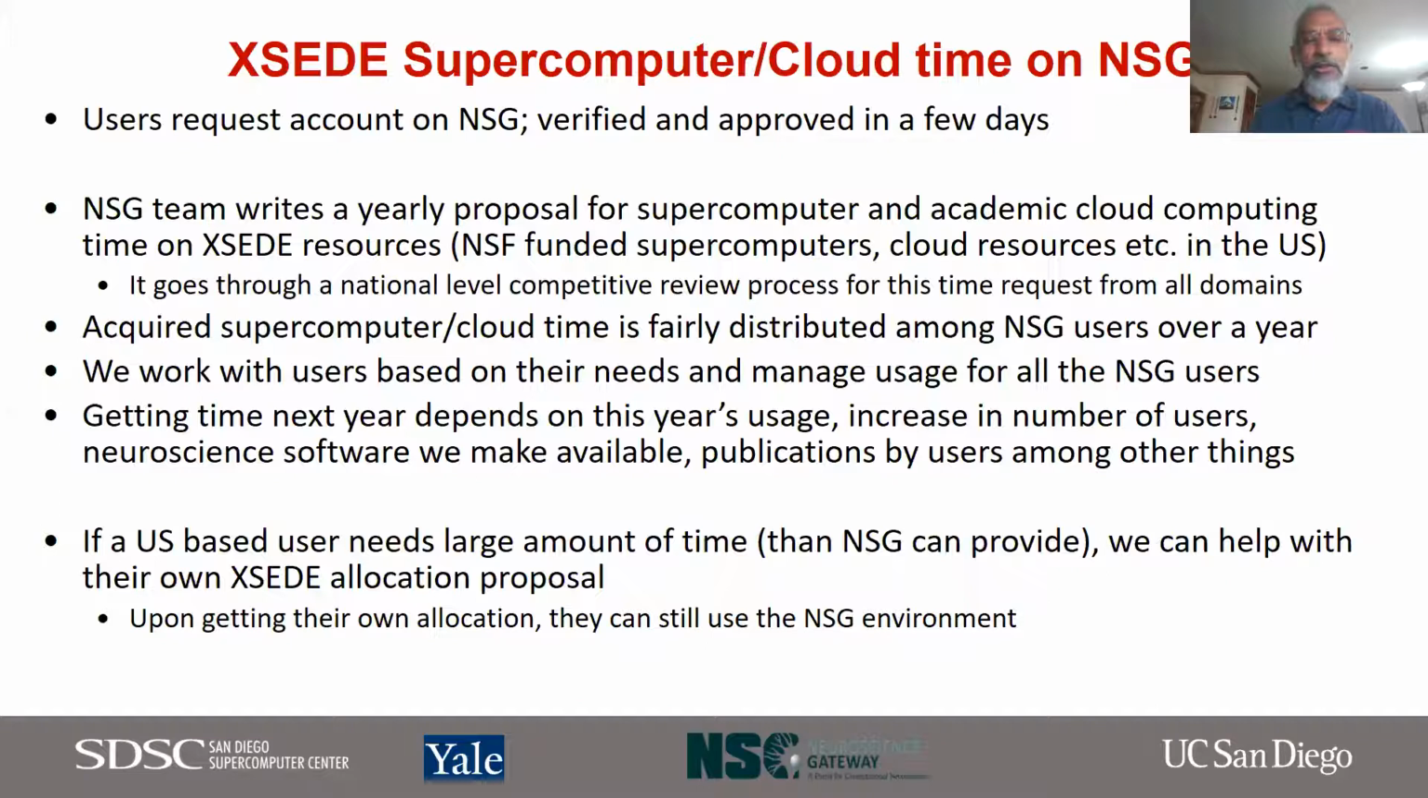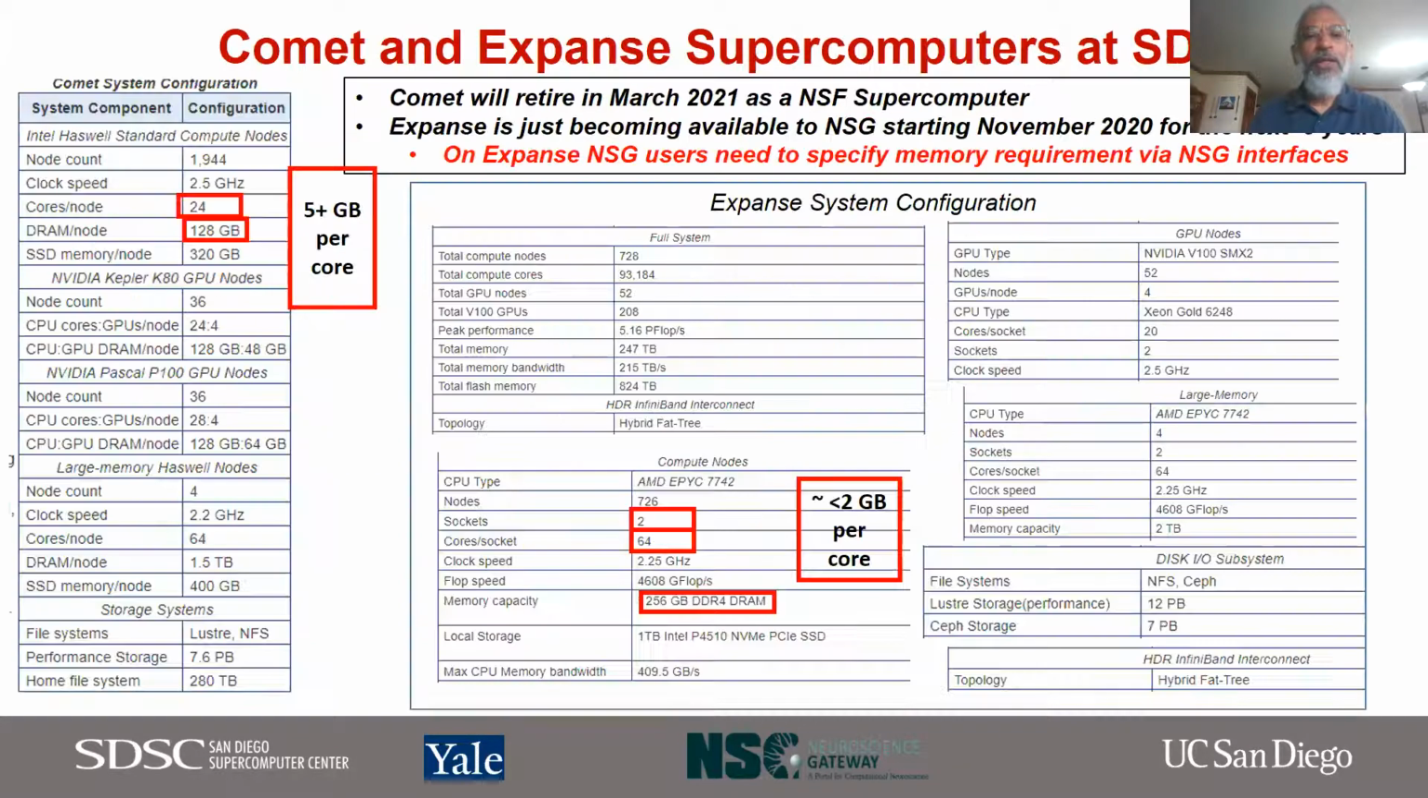Another thing is, if a US-based researcher suddenly needs 5 million core hours, we cannot provide that, because that will be half of what we have for the whole community. We can work with that researcher to have her or him write their own allocation proposal. And once they get time for their own research, they can still use NSG. At the back end, they will be charging to their own allocation.